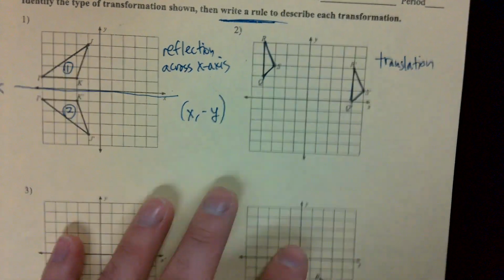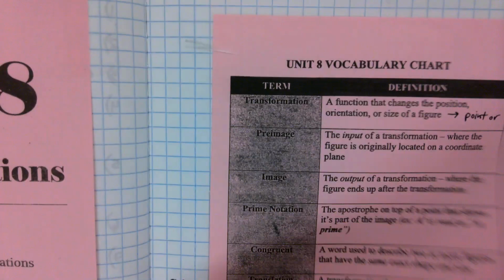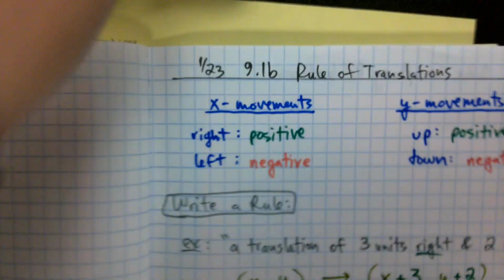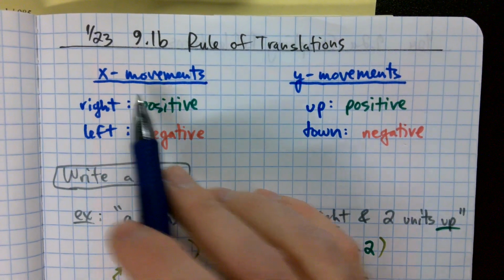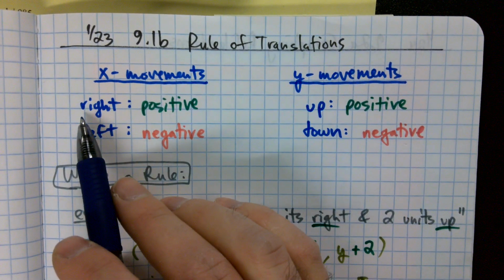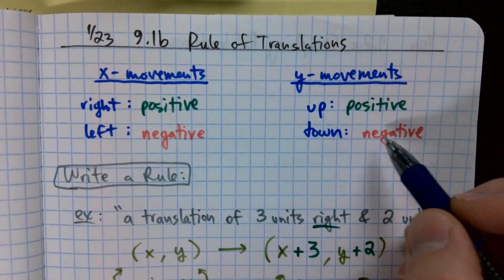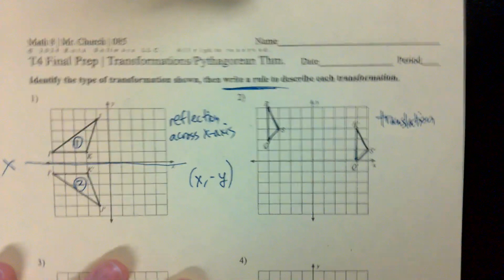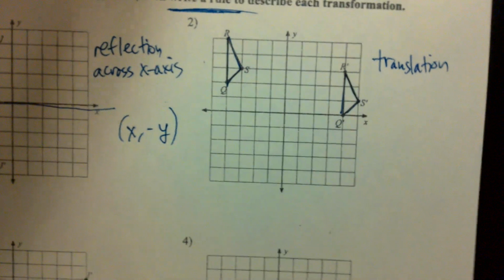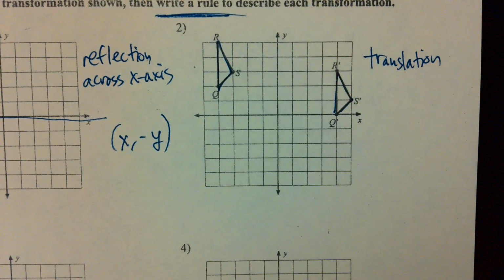A translation. Okay, now I've got to write the rule of a translation. Rule of translations is 9.1b. Boom, boom, boom. There is 9.1b. So if you remember with translations, we have an X movement and a Y movement. We're either going to move our shape right or left, and we're going to move our shape up or down. Okay? So let's just figure out what the translation is. Am I starting on the left or the right? Starting on the left. How can we tell we're starting on the left?